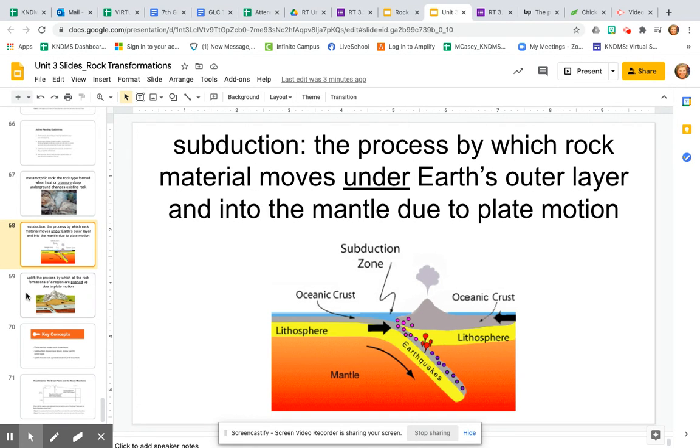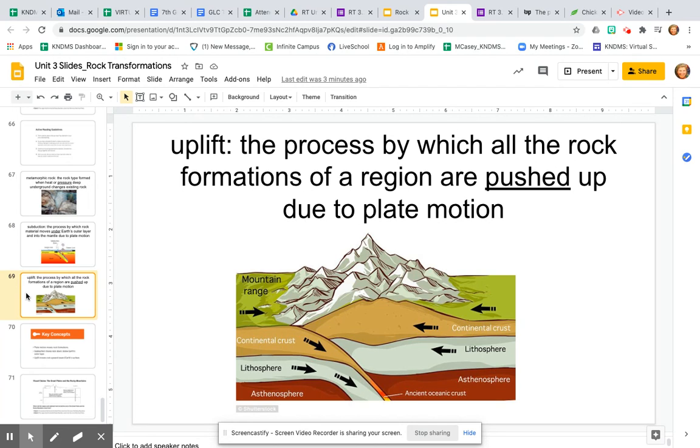Now there's a direct opposite process, and you're going to want to pause and add this term onto page 15 of your science notebook. The opposite process of subduction is uplift. This is the process by which all rock formations of a region are pushed up due to plate motion. So in essence, this rock is moving upwards because that other plate is subducting underneath it. They go hand in hand. This is how rock will end up then moving from the interior of the Earth up to the surface and then can be exposed to those elements like the sun, which causes weathering and erosion.